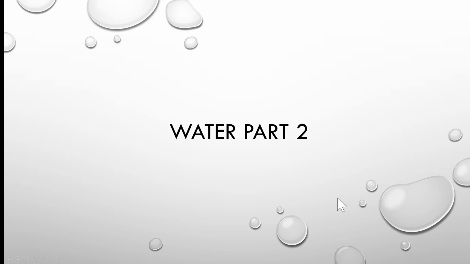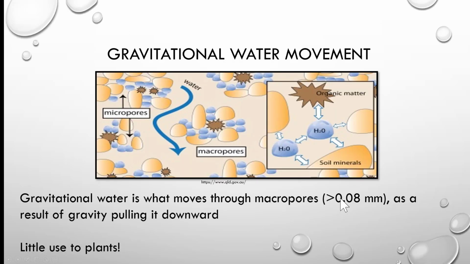Okay, soil water part 2. So gravitational water is what moves through macropores, and that's gravity pulling it downward, and it's of little use to plants.